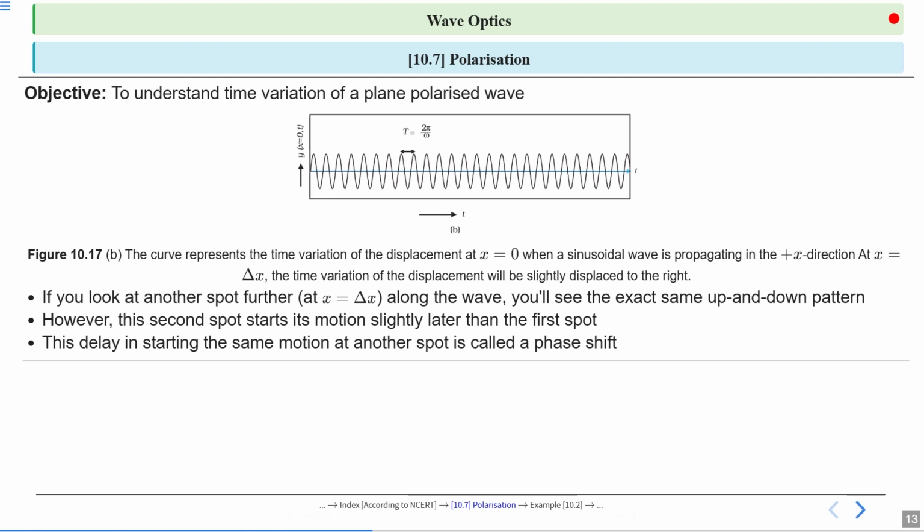After some time, the up and down motion is the same at every point, but at every spot this motion is separated by some time. So at x equal to delta x, the motion is delayed by some amount of time. This delay is known as phase shift.